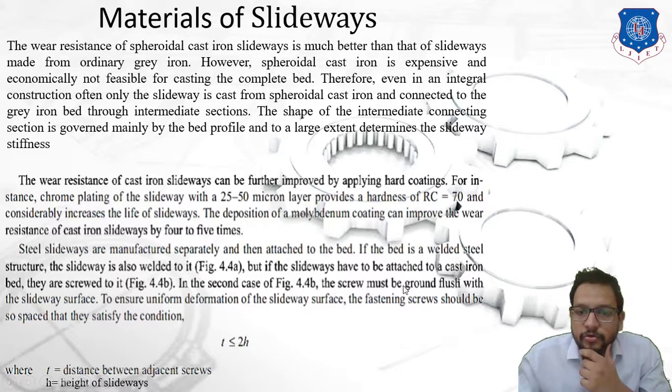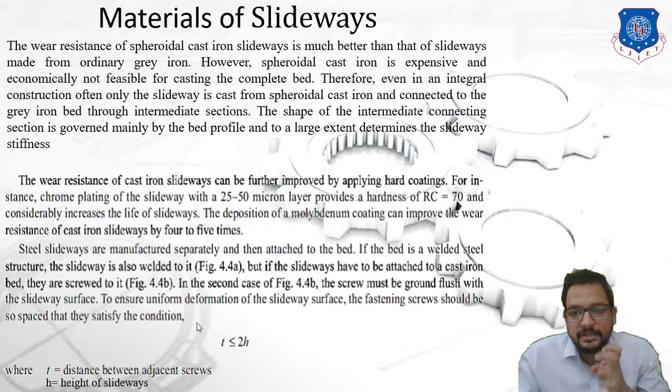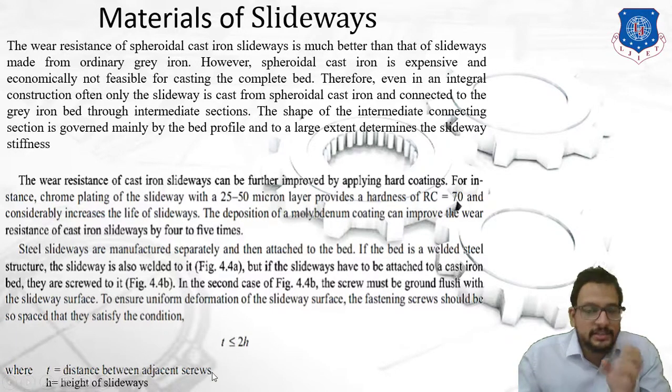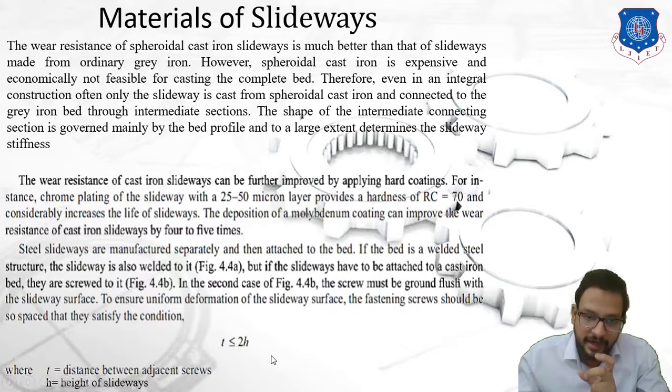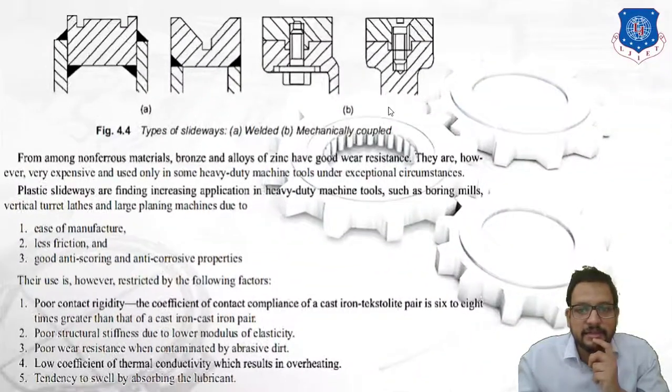Now in the second case, the screw must be ground flush with the slideway surface. To ensure uniform deformation of the slideway surface, the fastening screws should be spaced so that they satisfy the following condition: T less than or equal to 2h, where T is the distance between adjacent screws and h is the height of our slideway. You can see in the second case, that is B, which is a mechanically coupled structure, this is our bed structure and this is our slideway. Similarly, this is a bed structure and this is our slideway structure, which you can see is done by means of screws, right?